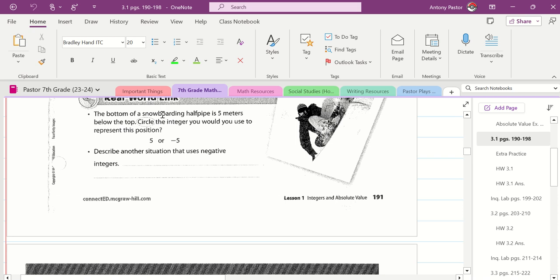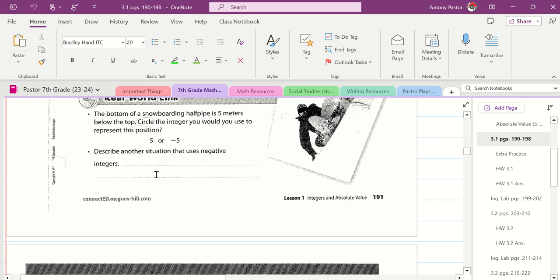The bottom of a snowboarding half pipe is 5 meters below the top. Circle the integer that you would use to represent this option. So as we talked about in class, there are certain words that will tell us direction. The word here is below, which means it's negative 5.